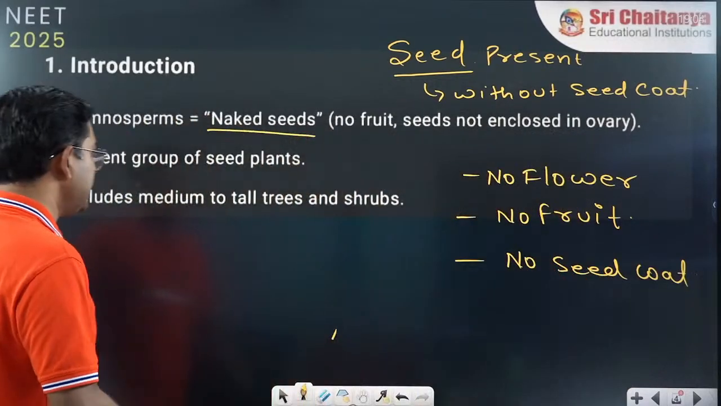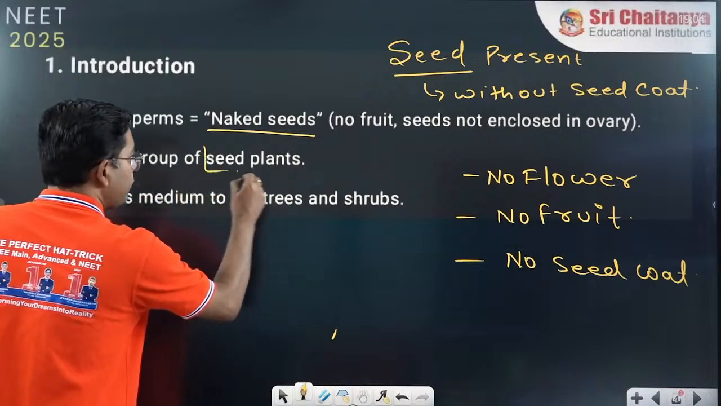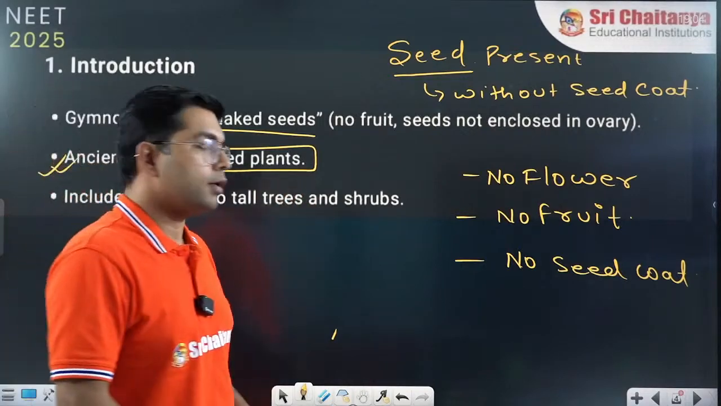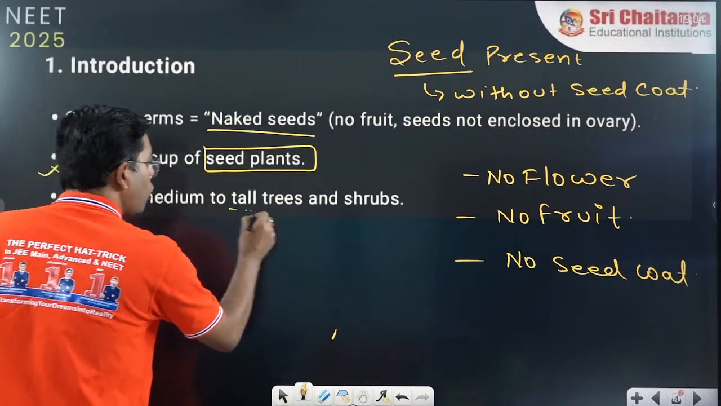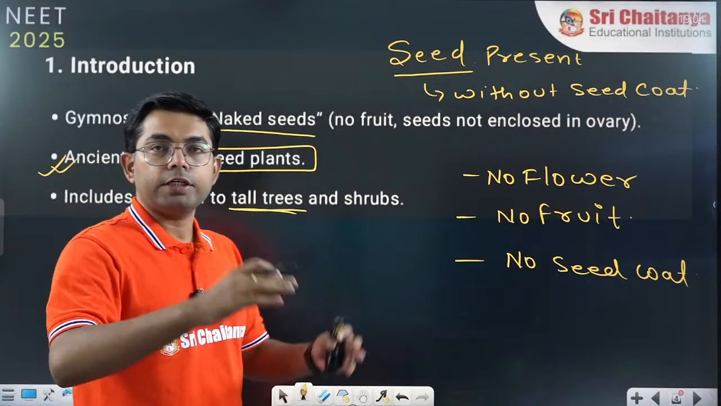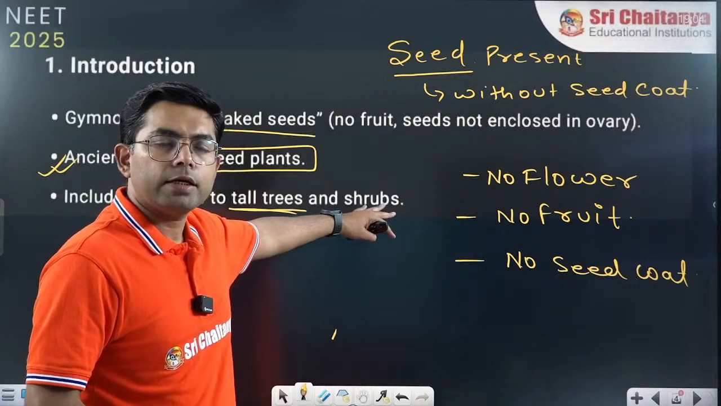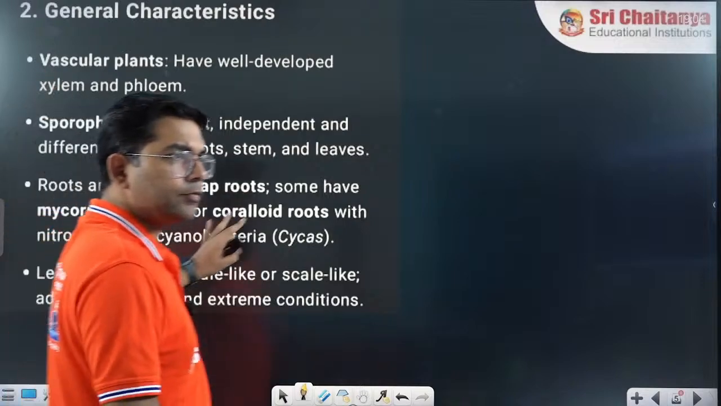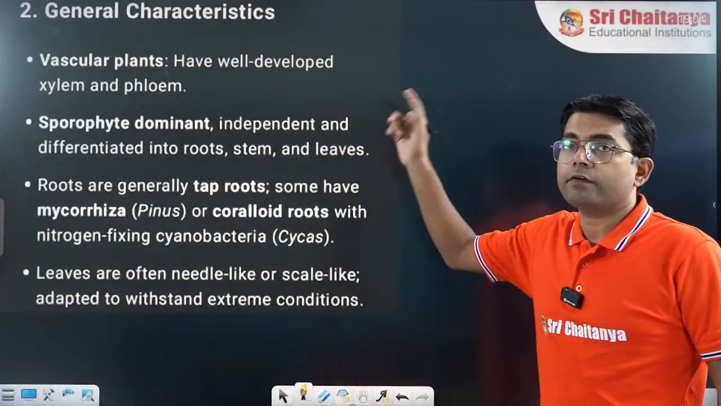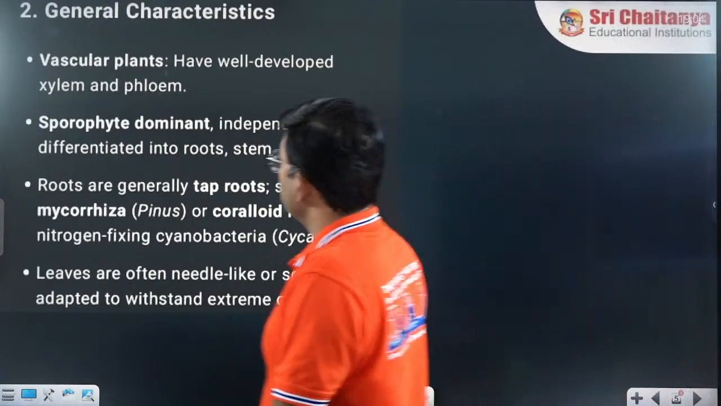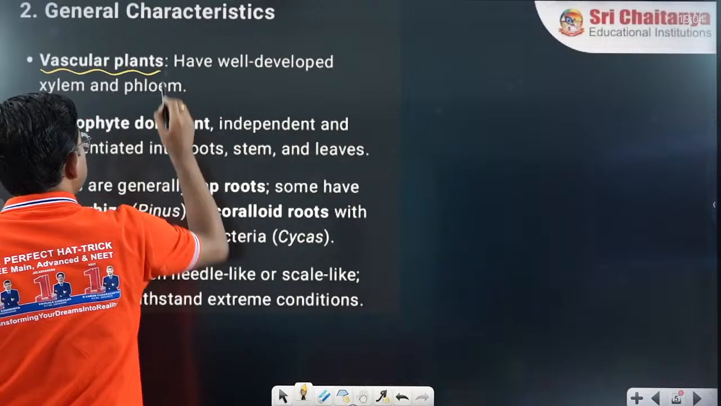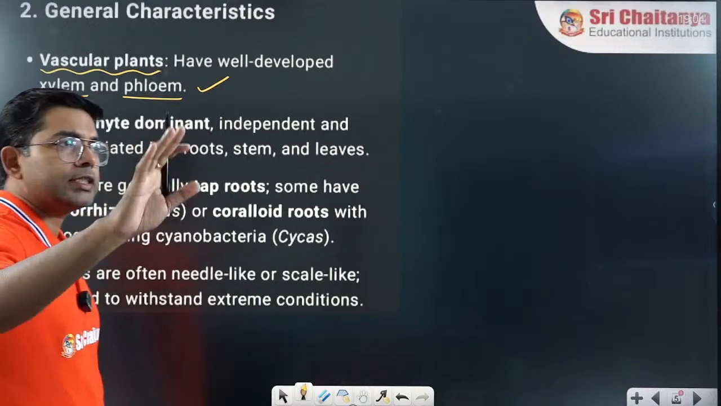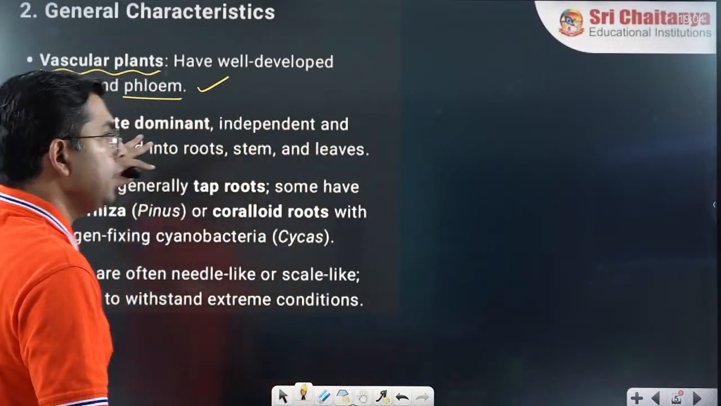Now, it is the first plant to have seed, so it is called an ancient group of seed plants. Now, they include tall trees, as we have just seen that the tree was huge, and also small trees like shrubs. Now, these plants have certain general characters we will first see. These general characters are very important. Let's see one by one. So, they are vascular plants, meaning they will have xylem and phloem present. Just like pteridophytes, they are vascular in nature.